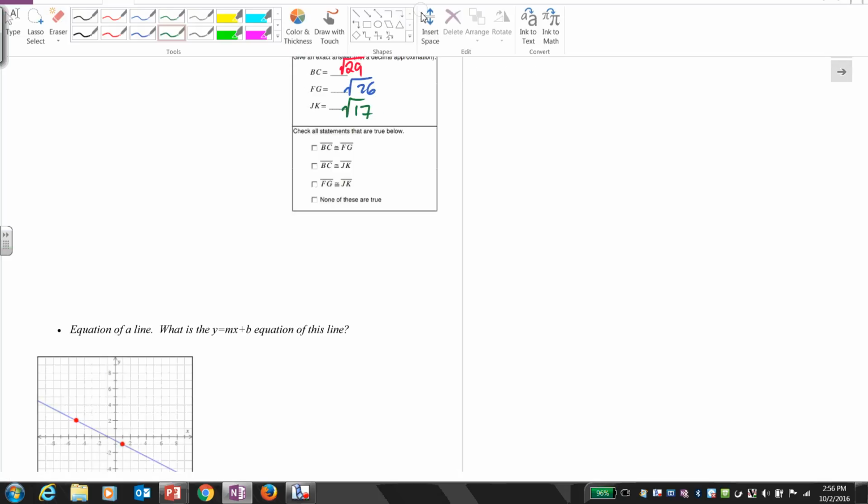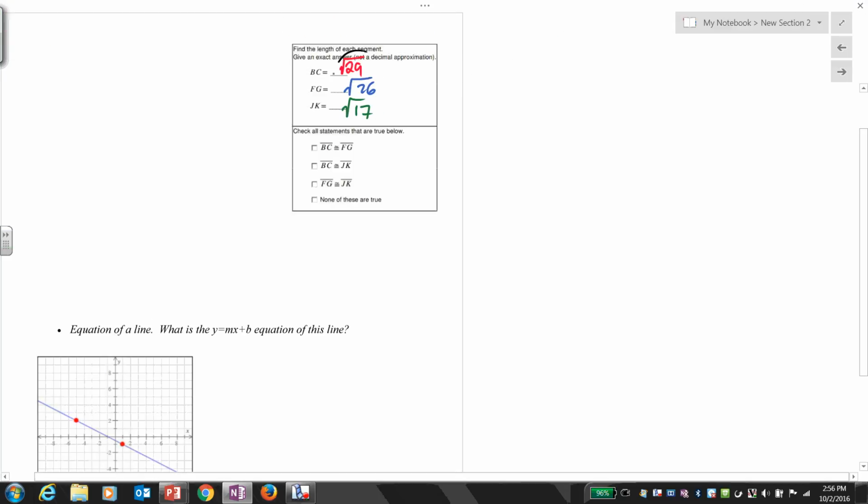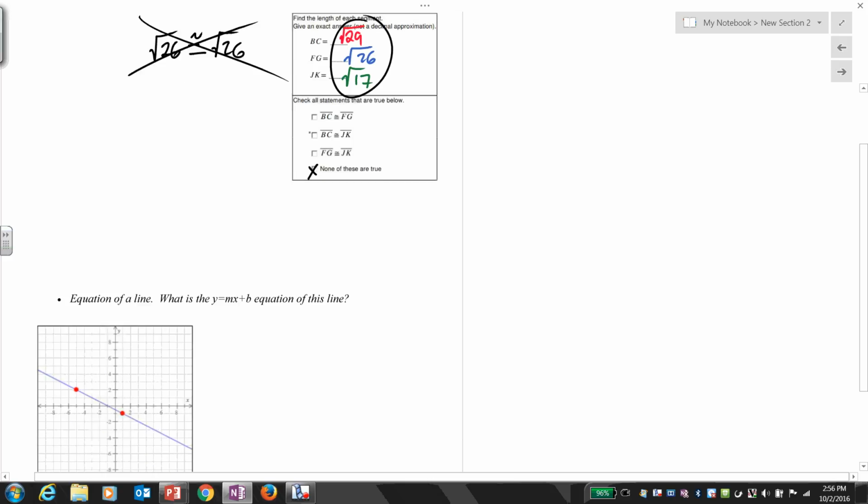Then we ask, are any of them congruent? And if you go through, obviously none of them match. We would check none of the above. If there was any congruency in length, for example, one had the square root of 20, the other had the square root of 26, you would take those lengths and you would say, yes, they are congruent. But in this case, there is no congruence. Therefore, it's none of the above.